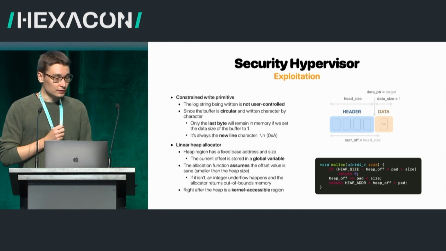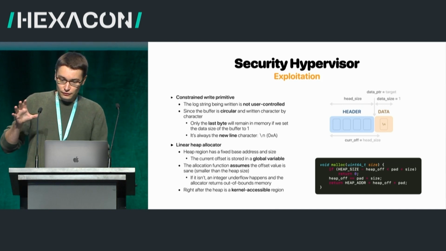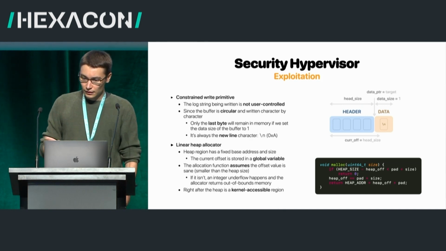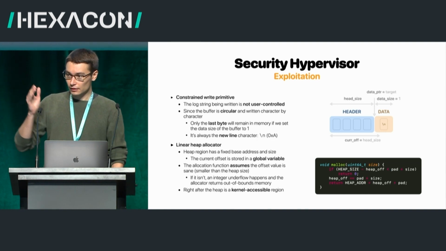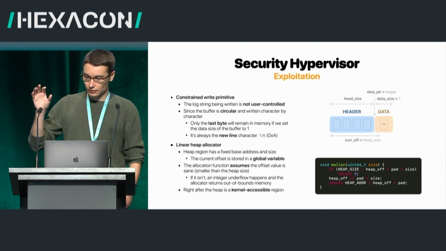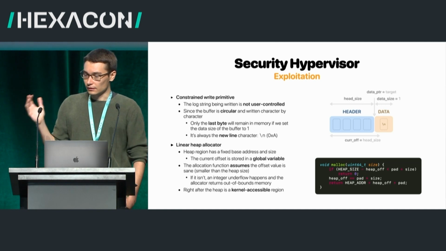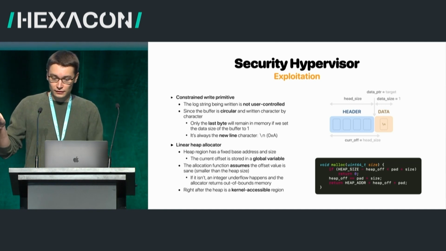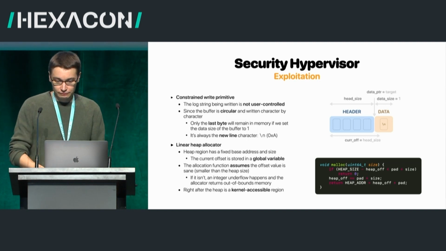However, for exploitation, the log string is not user controlled. But we can exploit the fact that the log buffer is circular. So if we choose a data size of 1 byte, then each of the characters will overwrite the previous one, and that will leave only the last character in memory at our target address. In practice, that last character was always a newline, so we could write 0xa anywhere in memory.